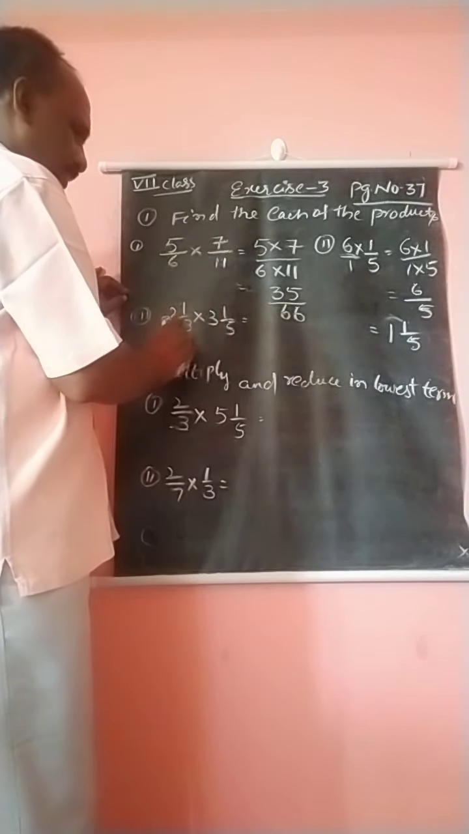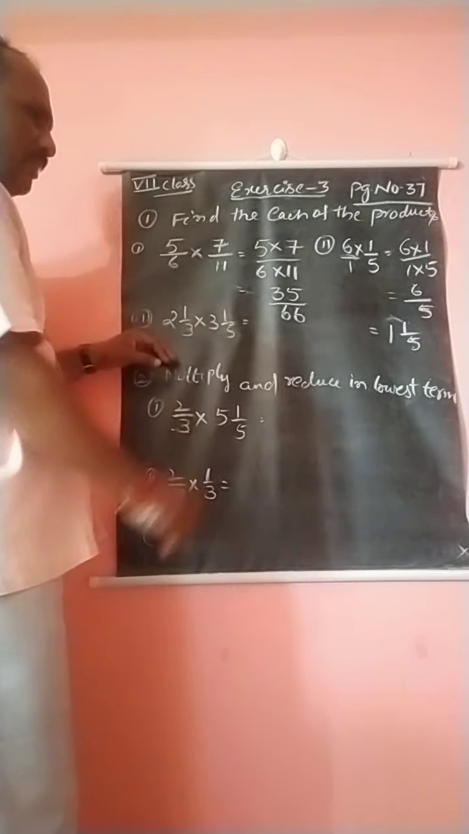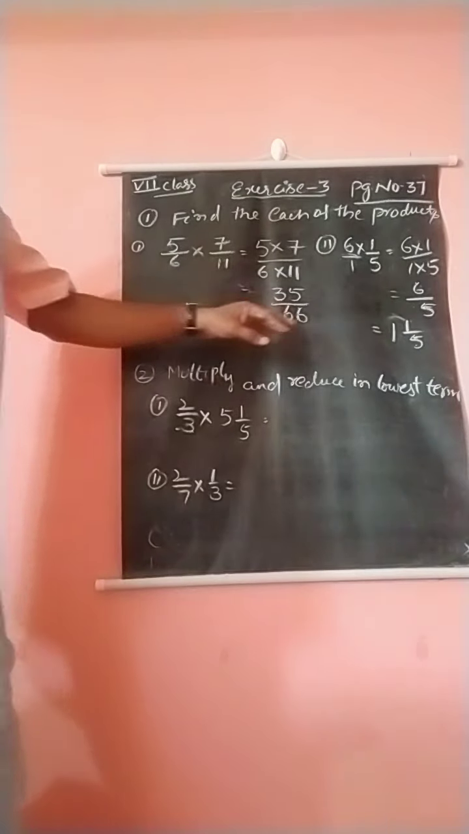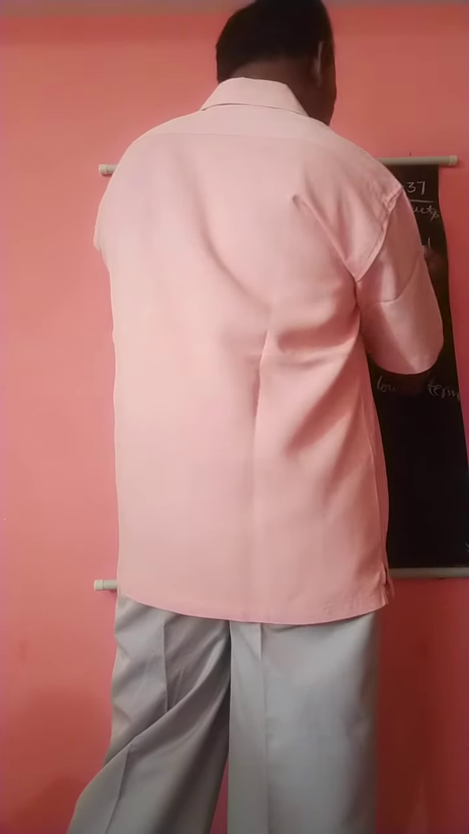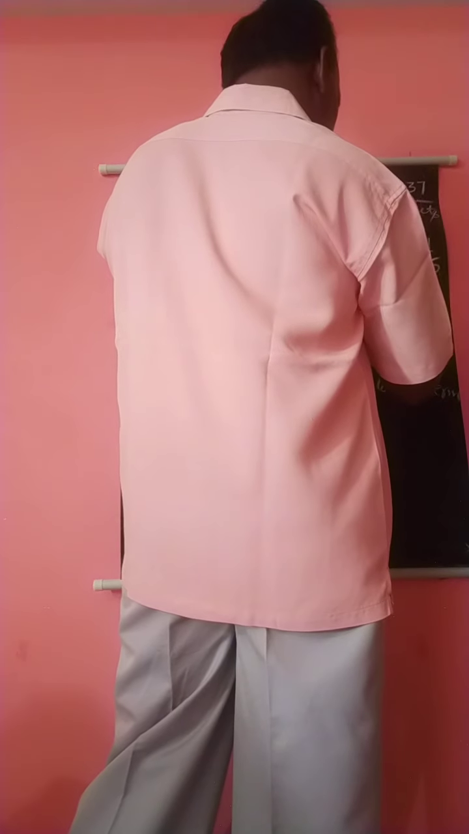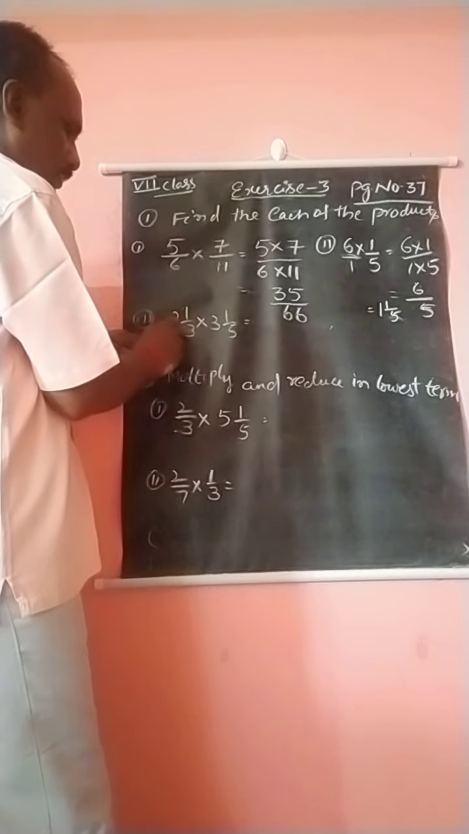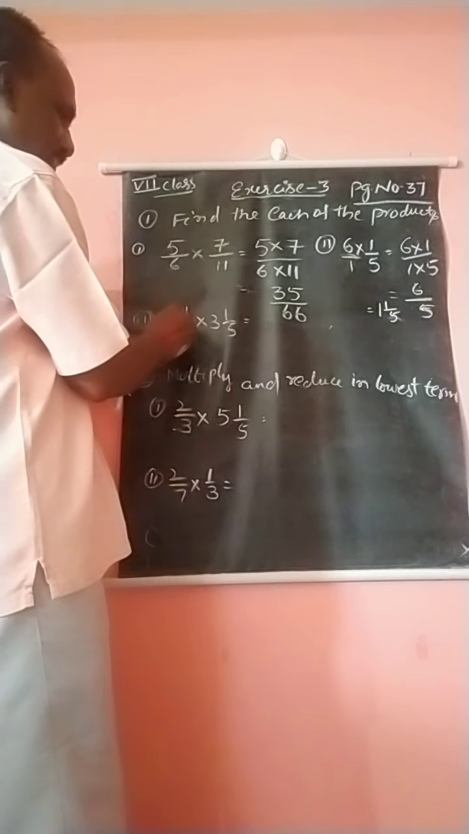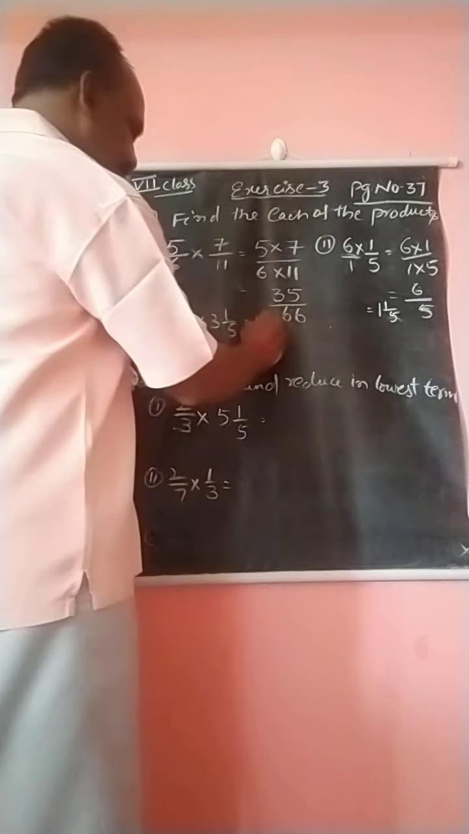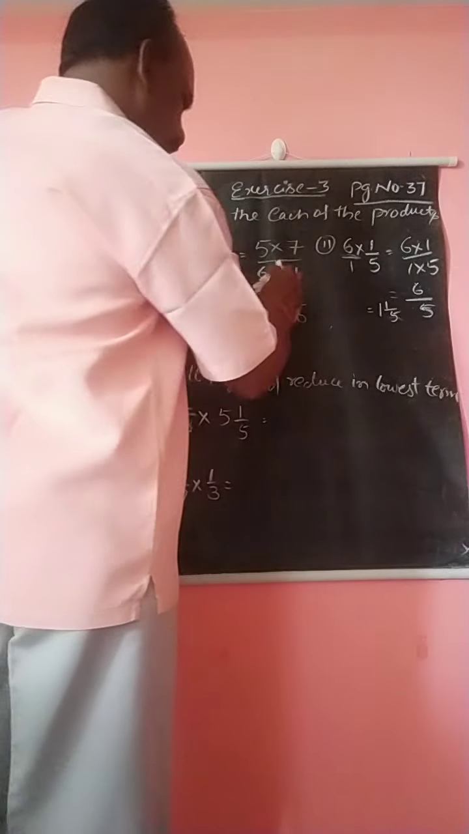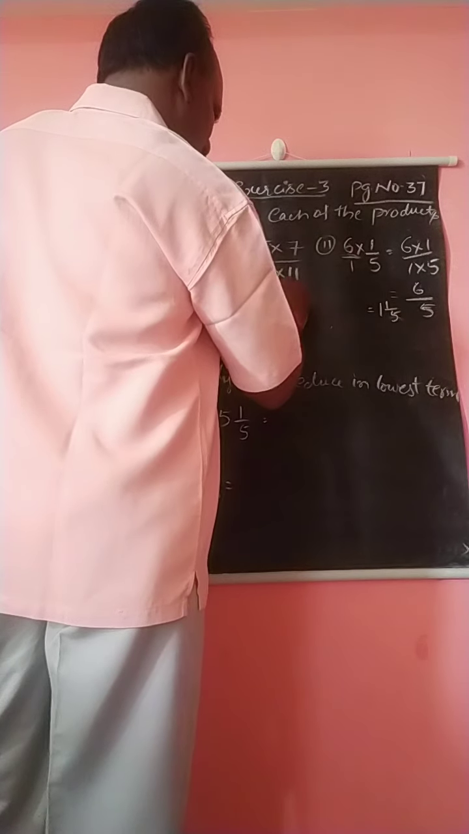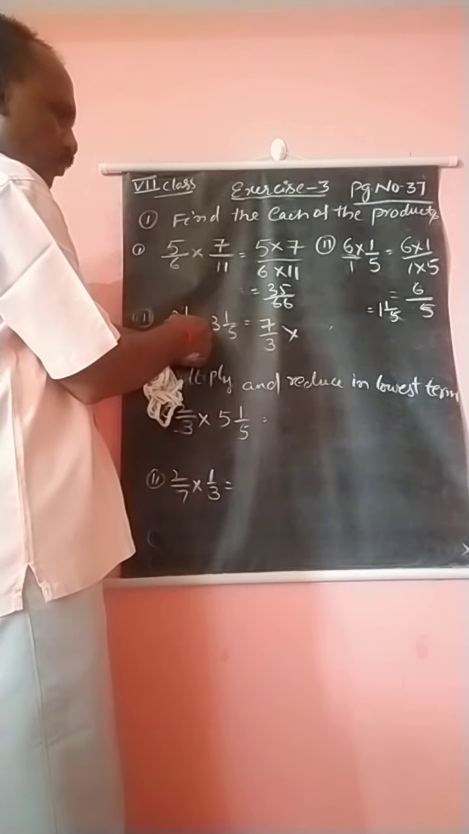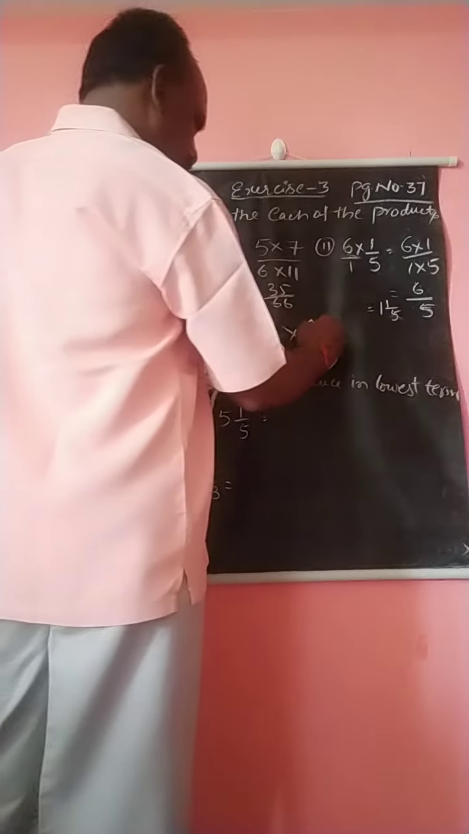Now the next problem: 2 1 by 3 into 3 1 by 5. How can you express this one? Here, look. Convert the mixed fractions into improper fractions. 3 twos are 6, plus 1, 7 by 3. Then 3 1 by 5: 5 threes are 15, plus 1, 16 by 5.